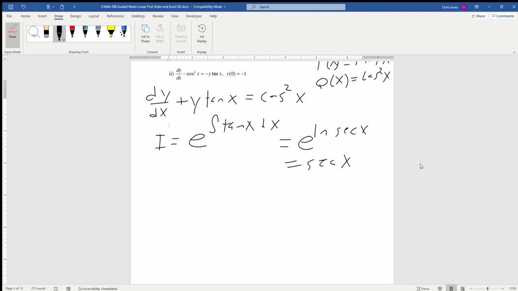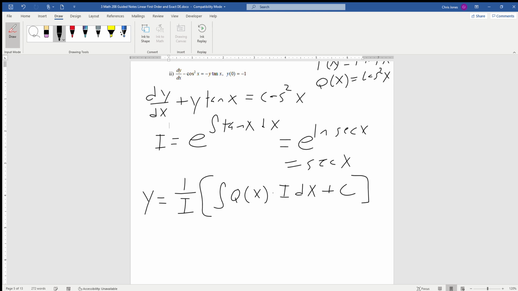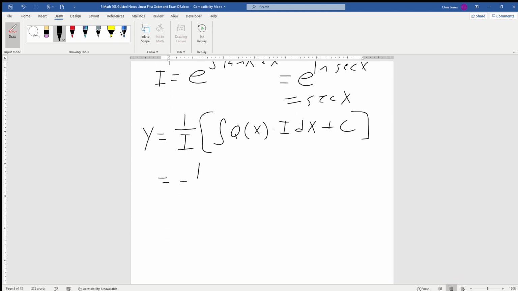So our form, one last time, I'm going to write it out. y equals 1 over I times the quantity of the integral of q of x times I dx plus c. Or that's going to be 1 over sec x times the integral of cos squared x times sec x dx plus c. All right.